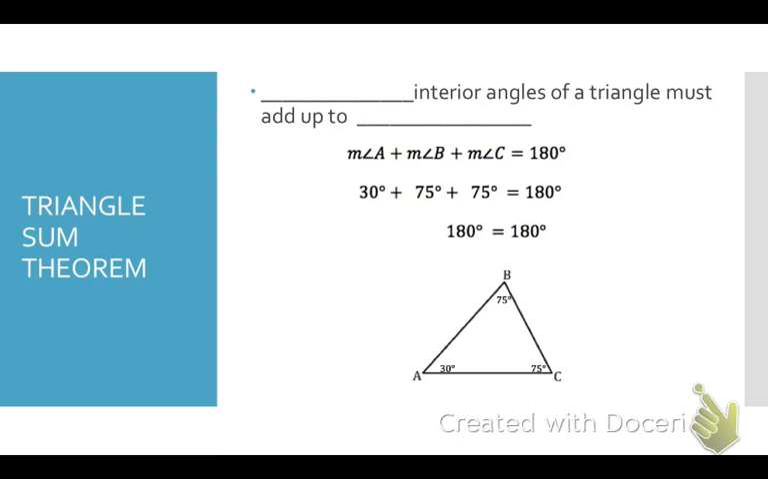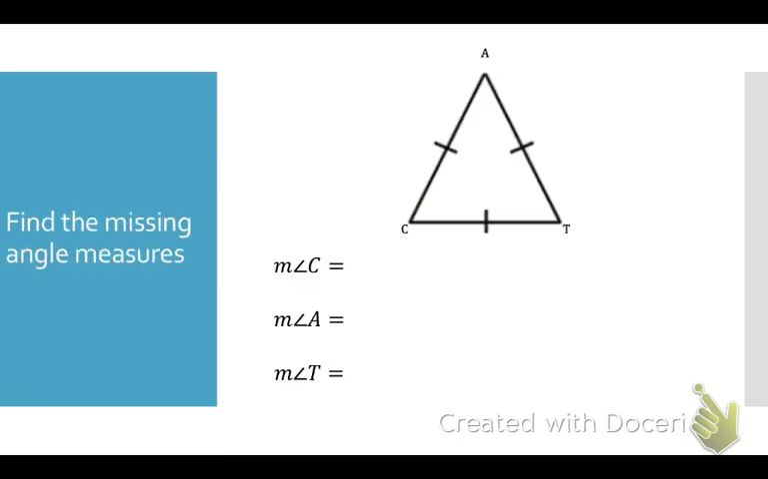Okay, this is, I think, already written in your notes, but this is the triangle sum theorem. So again, you need to memorize this if you don't already know it. And that is the sum of the interior angles of a triangle must add up to 180. So no matter how big or how small that triangle is, the sum of the interior angles has to equal 180. Okay, so now let's use some of this stuff.